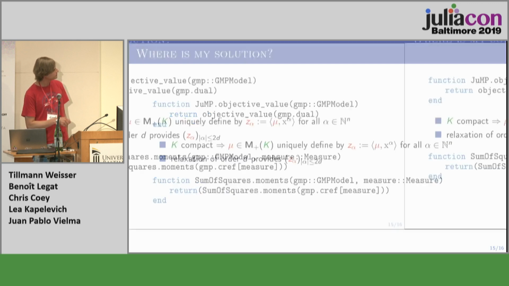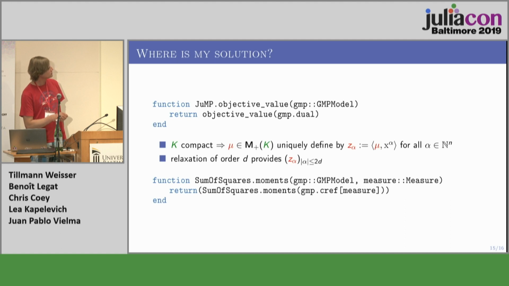On a compact set. And when I solve a relaxation, I can get the moments up to order 2D. And this is actually what I will retrieve from the relaxation. And the way I look it up is I just use the sums of square functions Benoît had defined. So he has defined this variable moments, which is the dual of the equality constraints. When you get the equality, the polynomial equals sums of square, for example, then this will be the moments.